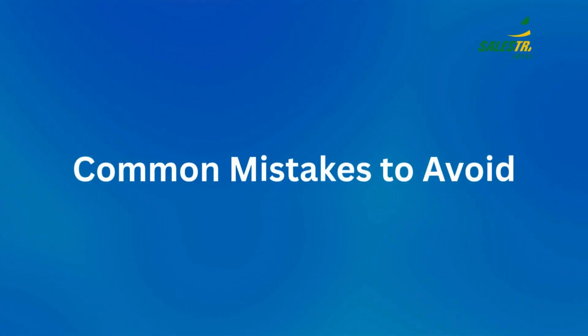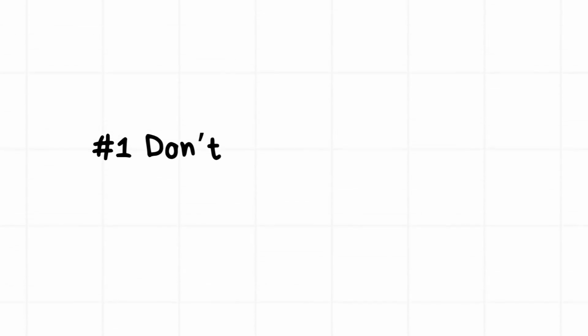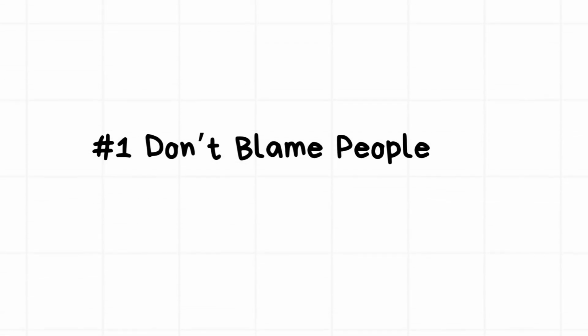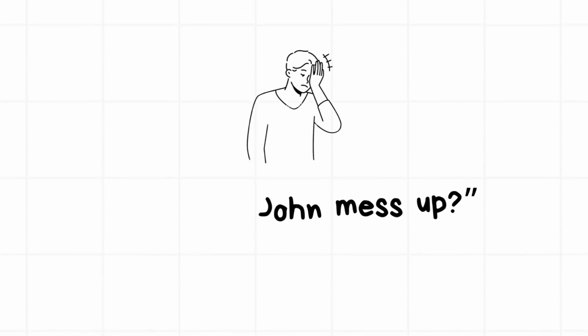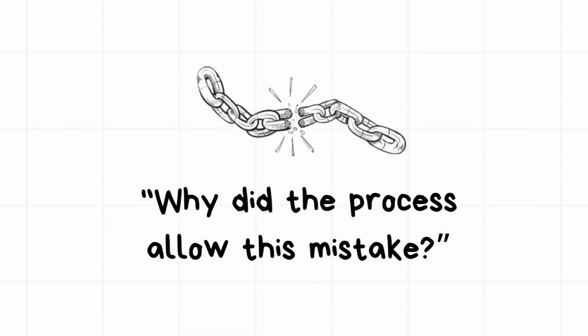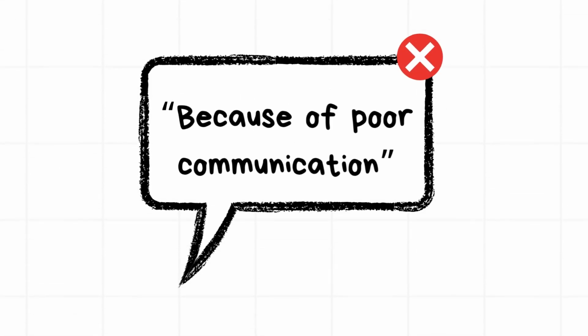Common mistakes to avoid when using the 5 whys and root cause analysis. Here's a quick warning about 2 mistakes people often make when using this process. First, don't blame people. Focus on the process and the systems. Instead of asking, why did John just mess up? Ask, why did the process allow this mistake to happen? Second, don't accept vague answers. Because of poor communication is not a specific enough answer. Dig deeper. What specifically about the communication failed?